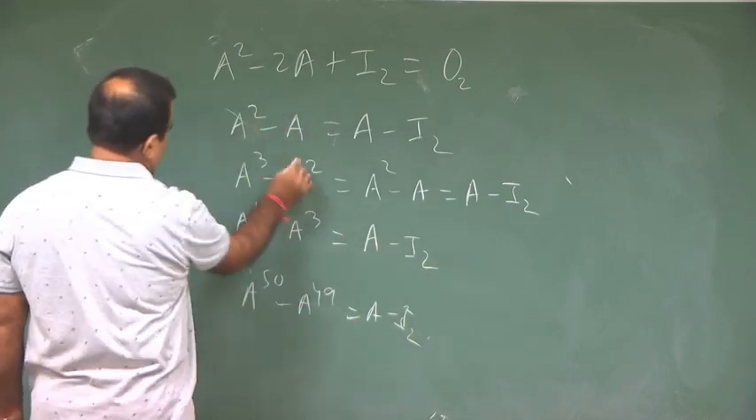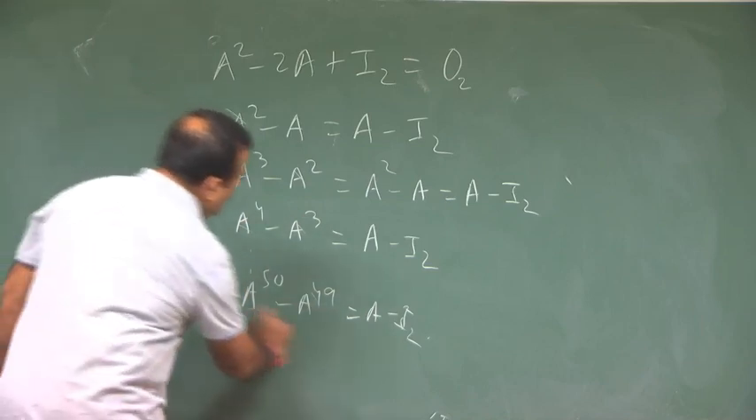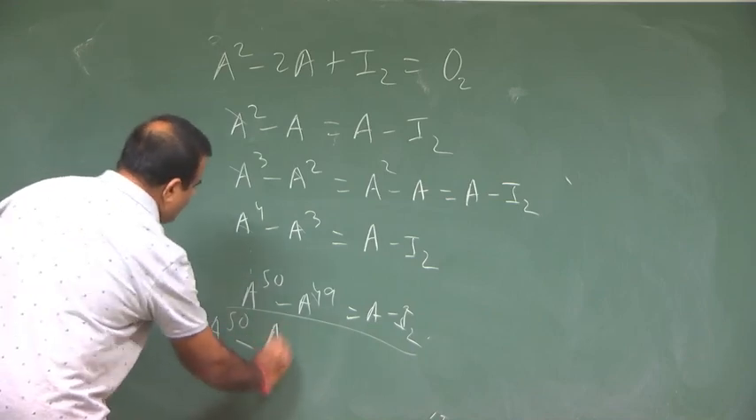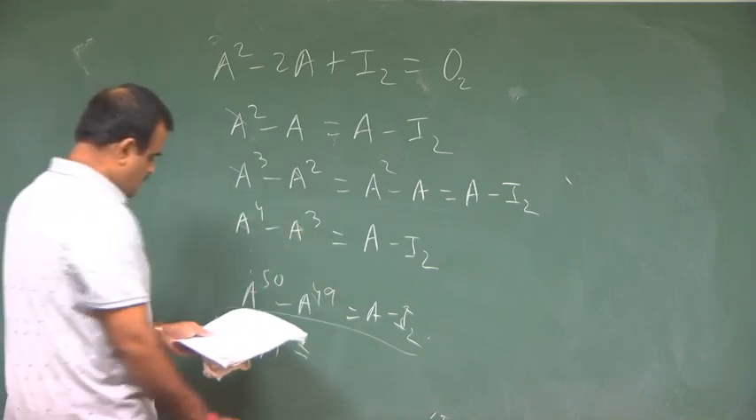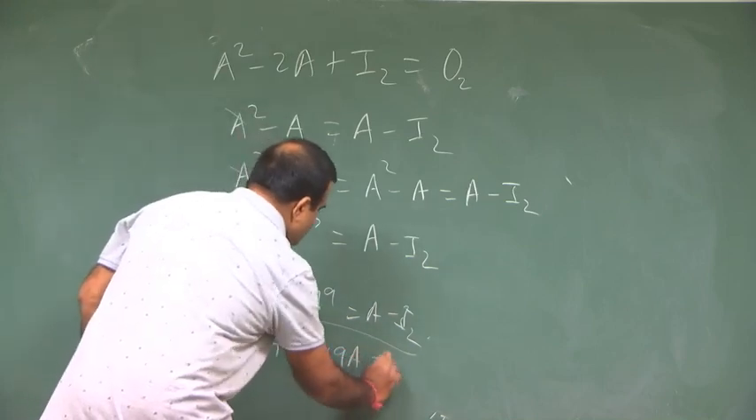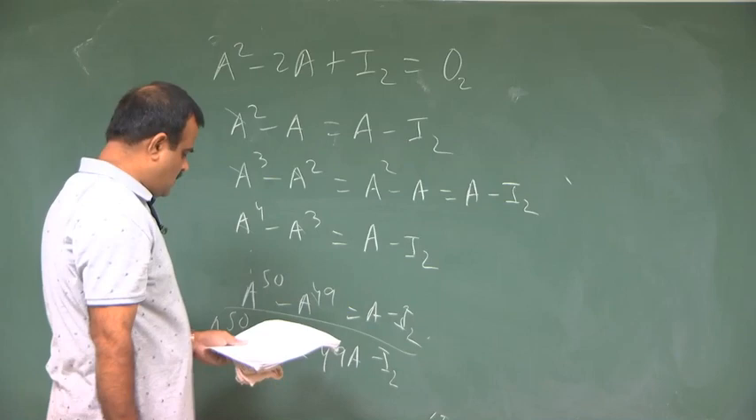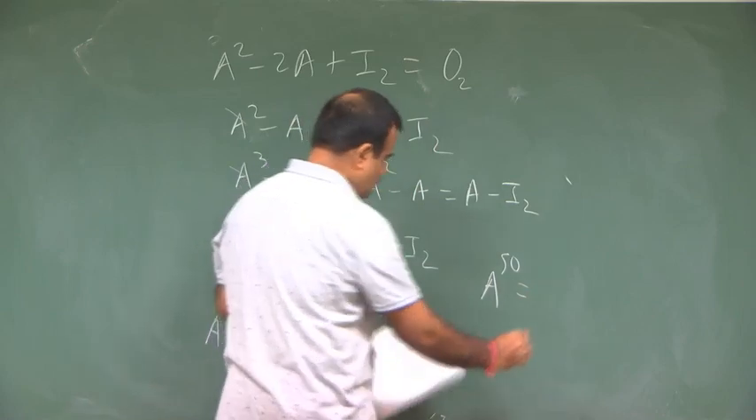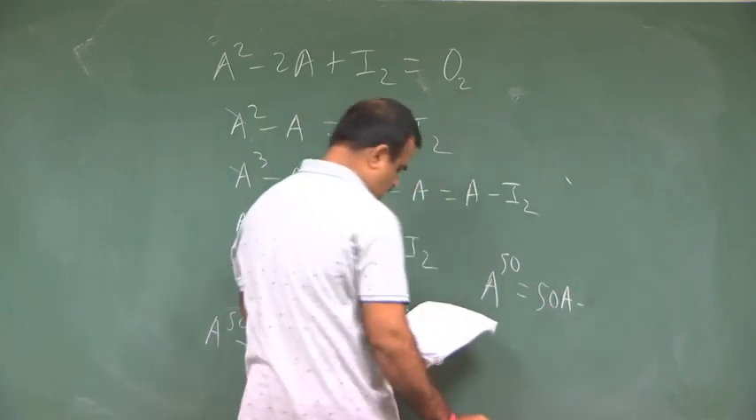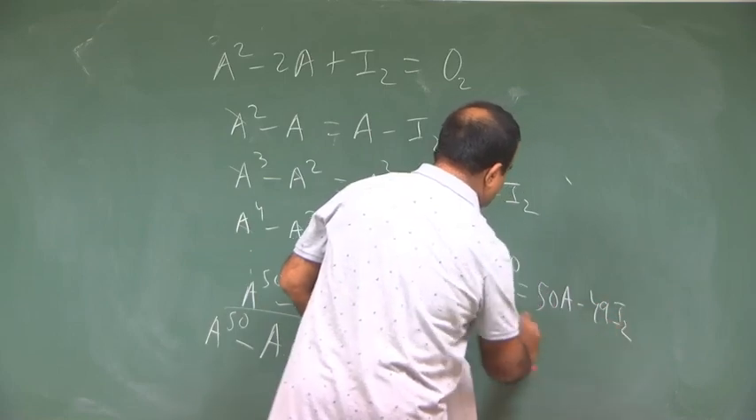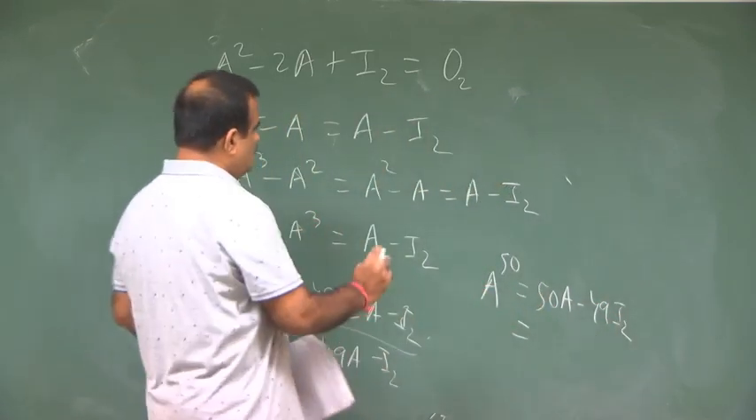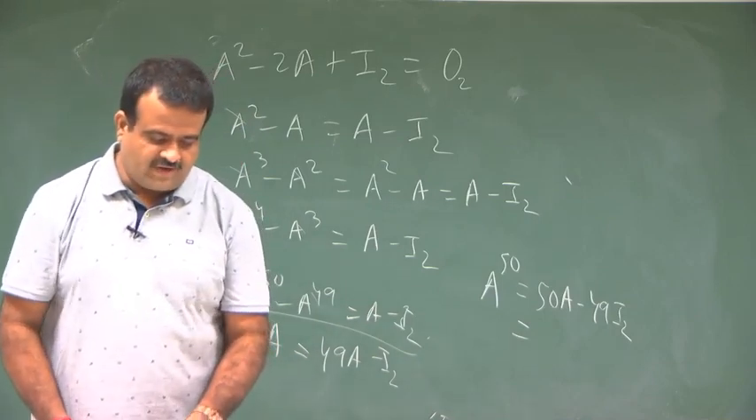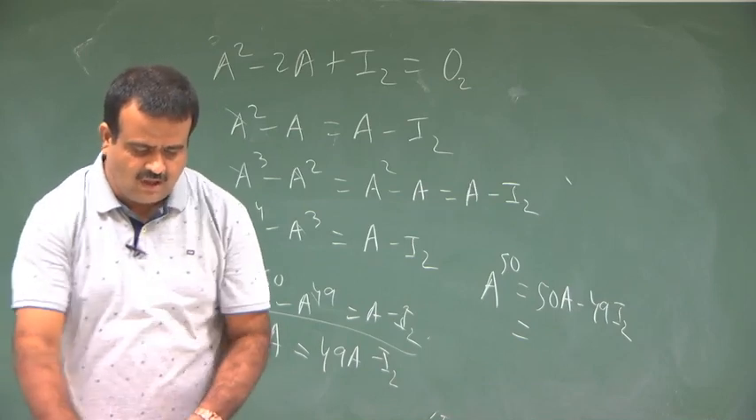So, now we are going to add all of these. If we add it up, we will get A to the power 50 minus A is equal to 49 times A minus I 2. So, from here we can get A to the power 50 is equal to 50 times A minus 49 I 2. So, this we can easily calculate if we know A. So, this is the way the Cayley-Hamilton theorem will help us to find the higher powers of a matrix like this. We can have some examples in the lecture note.